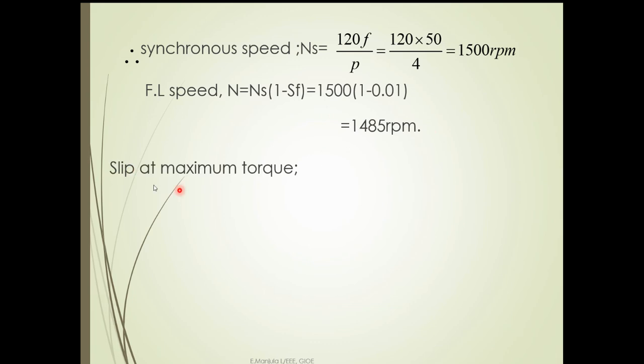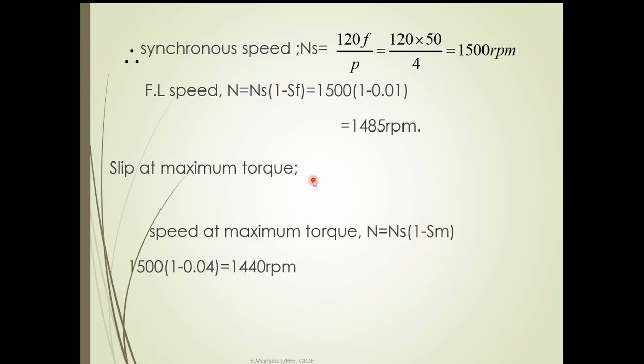So now we have to find the speed at the maximum torque. So at maximum torque, what is the slip? The speed N is equal to Ns into 1 minus the slip at maximum torque. So what is the slip at the maximum torque? That is 0.04. So 1500 into 1 minus 0.04, which is equal to 1440 rpm. This is the speed at the maximum torque.